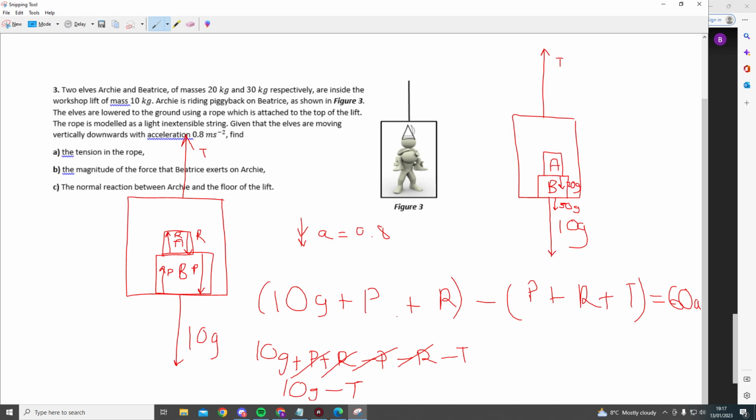So the tension in the rope is, we started it here, 10g minus T, and then using F equals ma equals 60 times 0.8. Rearranging for T, this is 60g because we've considered the weight of all particles. So 60g minus T, my fault, equals 60 times 0.8, and therefore T equals, I'll just quickly do that on my calculator now. T equals 540 newtons. So we've answered part A.